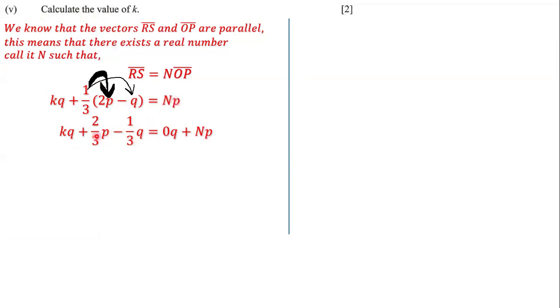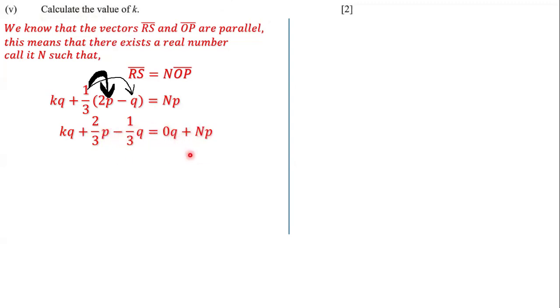But if you look on the left-hand side, we have terms that have P and Q. All right, so we say, okay, let's just write 0 times Q so that on the right-hand side, we'll have a term that has Q in it and a term that has P in it, okay? Now remember that these two sides must be equal.